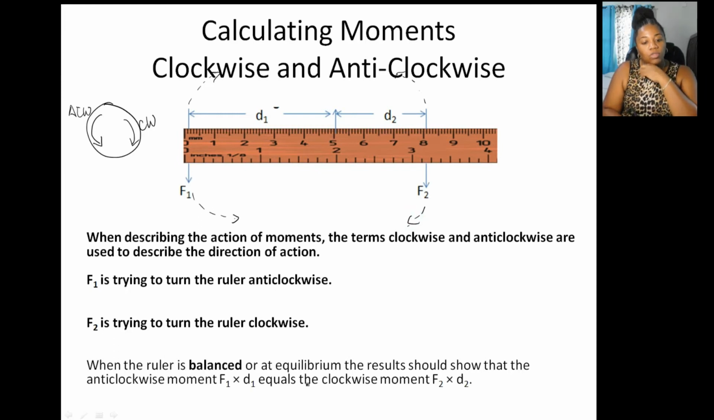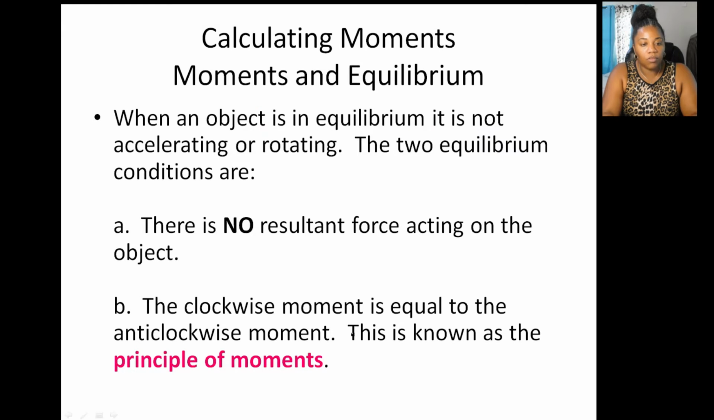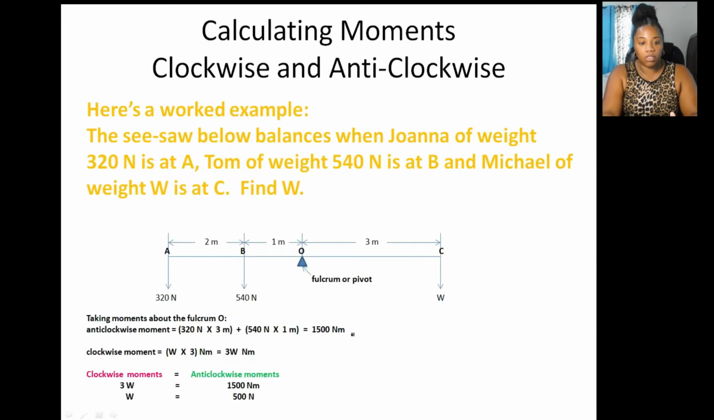So when a ruler is balanced or at equilibrium, the results should show that the anti-clockwise moment, force times distance, equals the clockwise moment, force times distance. When an object is in equilibrium, it is not accelerating or rotating. The two equilibrium conditions are: there is no resultant force acting on the object, and the clockwise moment is equal to the anti-clockwise moment. And this is known as the principle of moments.